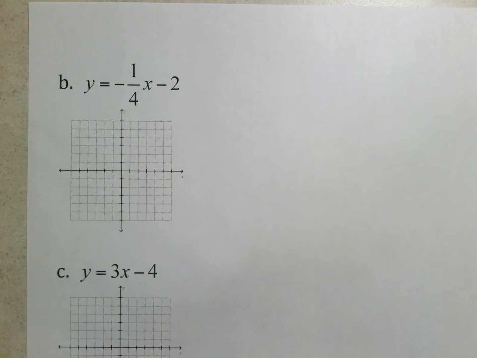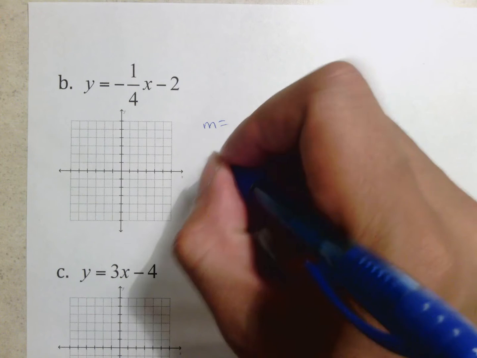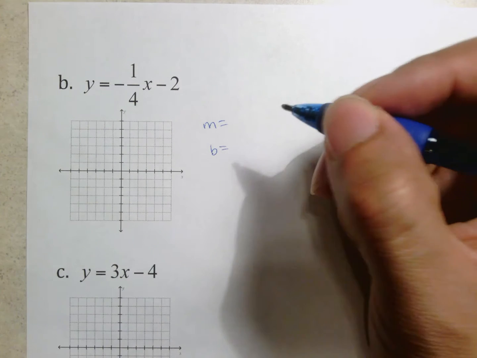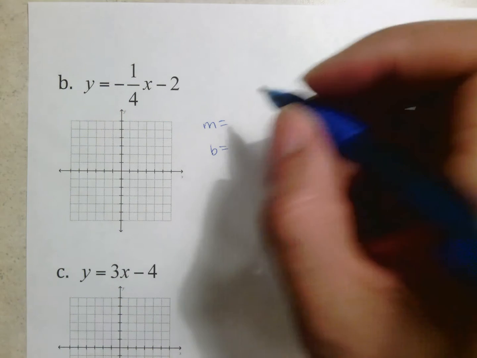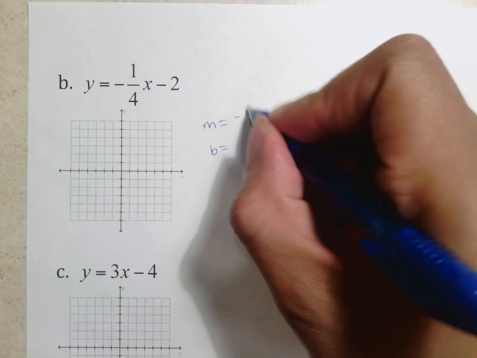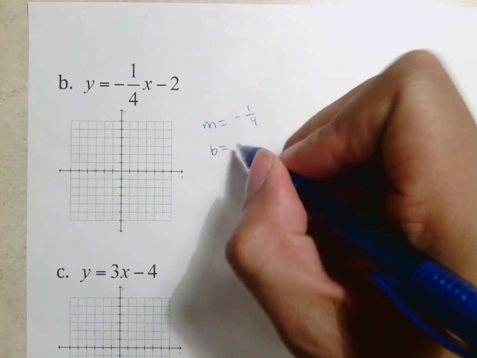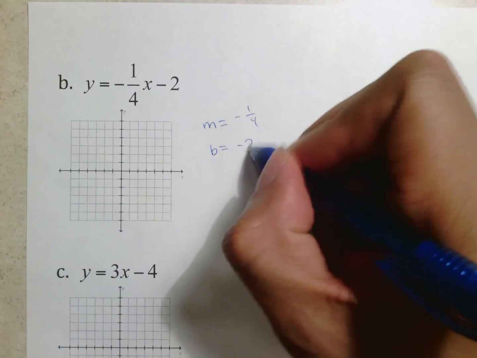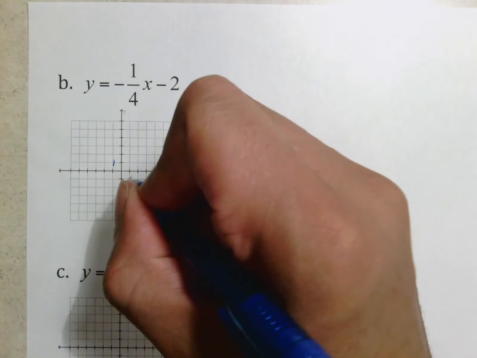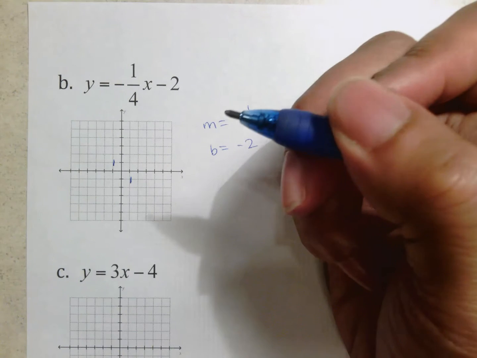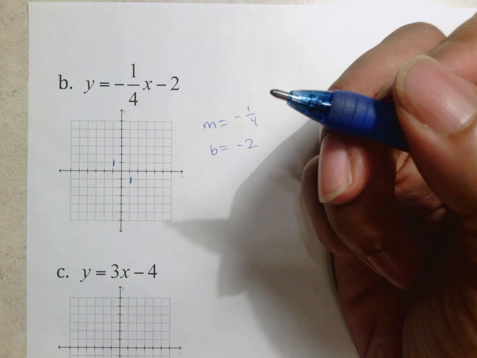Y is equal to negative 1/4 x minus 2. Again, the first thing you want to do is identify M and B, whether you do it in your head or you do it on paper. M is again attached to x, so negative 1/4. B is the number that's all by itself. Notice that that's negative 2. Again, don't forget to number your axes, and start numbering your axes today. It won't hurt you this week, but again, starting about next week it will.